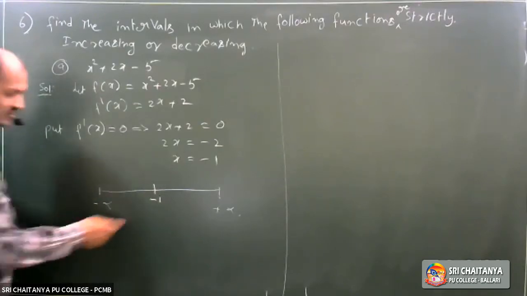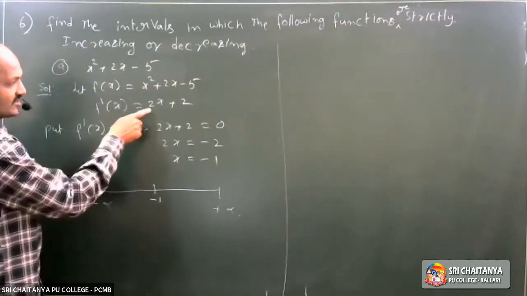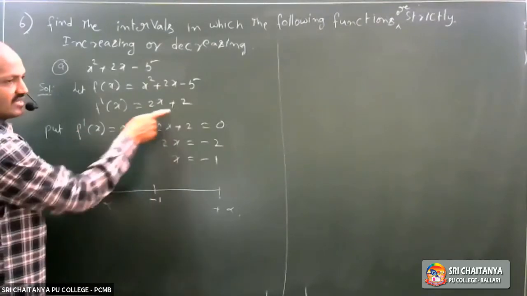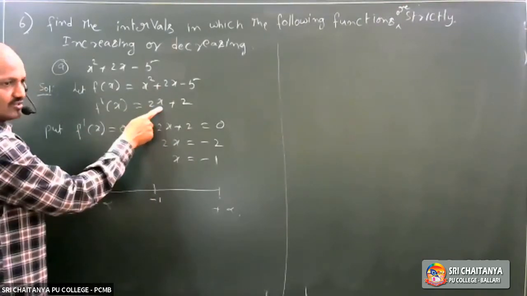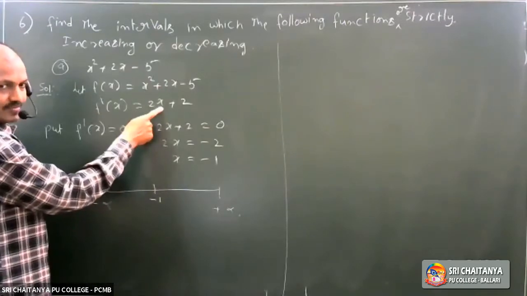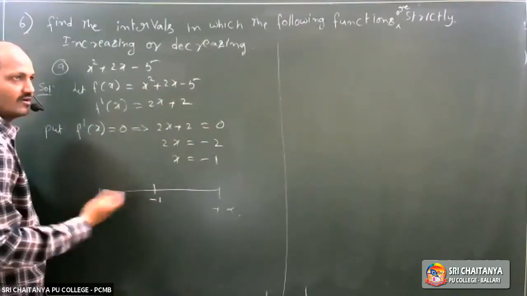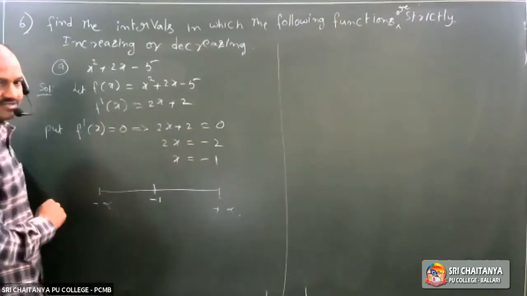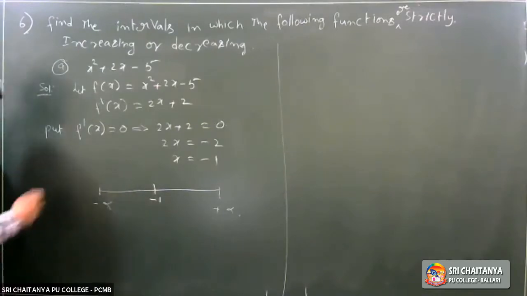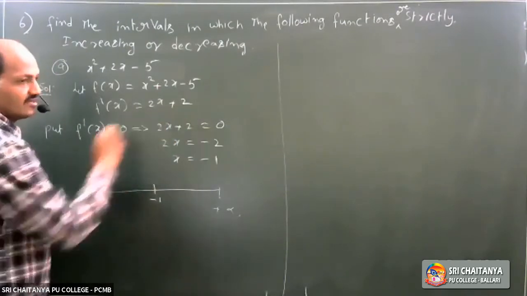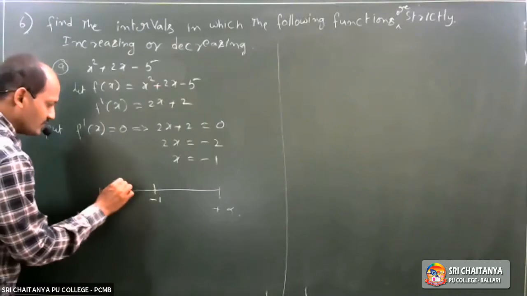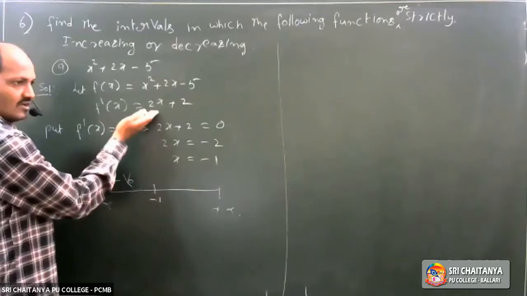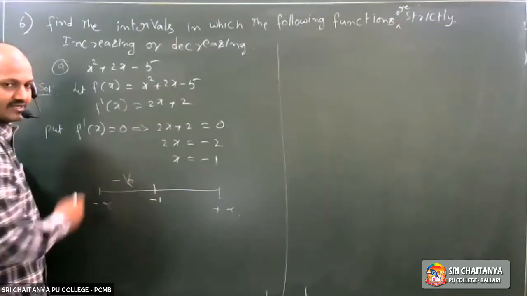Okay, x value minus 2, consider. If x equal to minus 2, the first derivative is negative. It is 2 into minus 2, minus 4 plus 2, you get minus. Next minus 3, consider. It is minus 6 plus 2. x equal to minus 4, consider. It is minus 8 plus 2. All are negative. So from minus infinity to minus 1, the given function's derivative is negative.